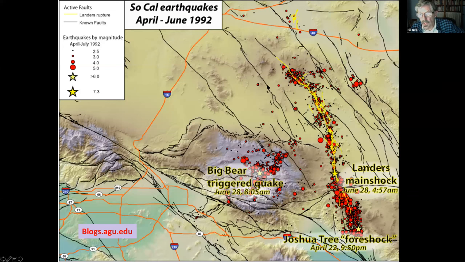The Landers earthquake of 1992 was a result of that type of motion. It's more or less a straight line north from the Salton Sea toward Owens Valley, not involving the San Andreas.